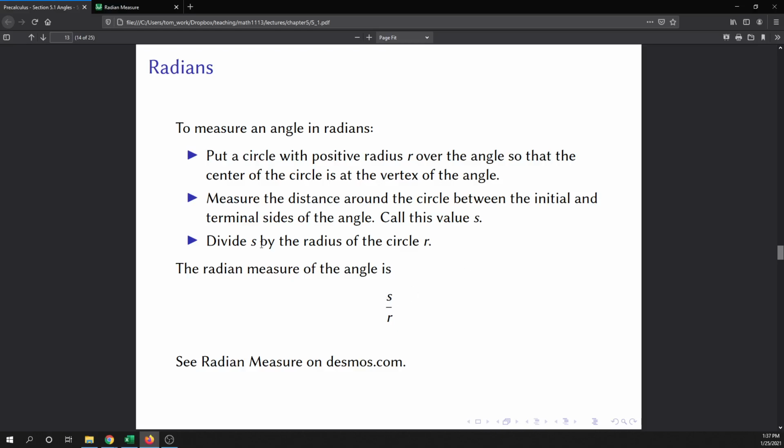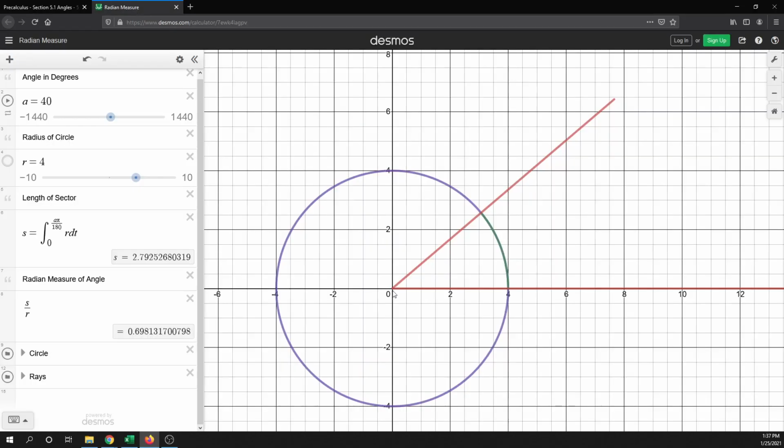Then we divide S by the radius of the circle, and get S divided by R. So the radian measure of that angle is S over R. We basically lay a circle over the angle, measure this distance right here, and then measure this distance right here and divide those two to get a number. Let's start off with this angle, which in degrees, from here to here, would be 40 degrees.